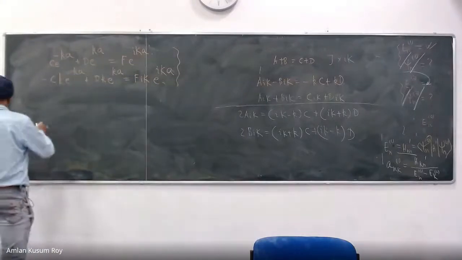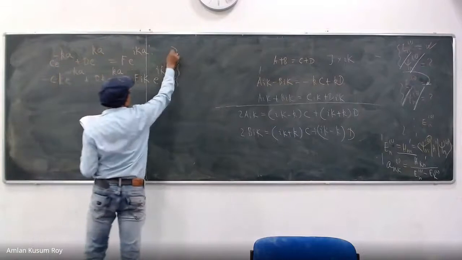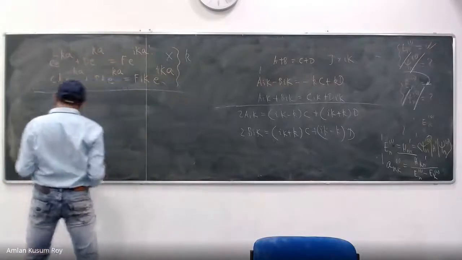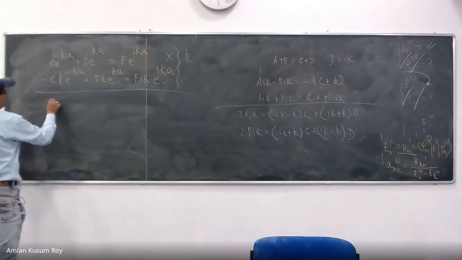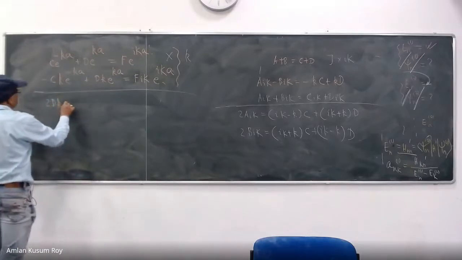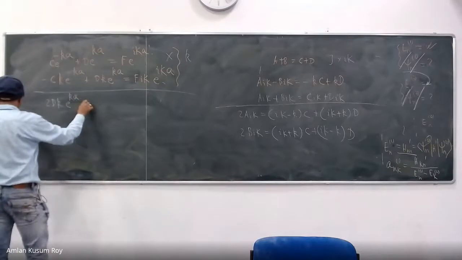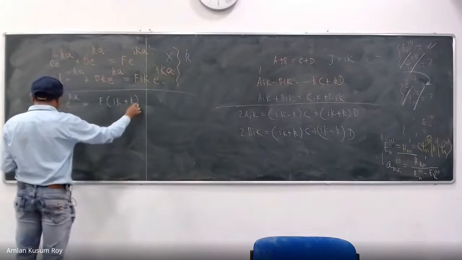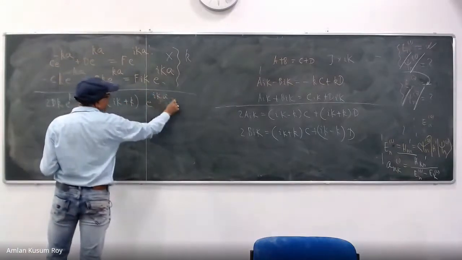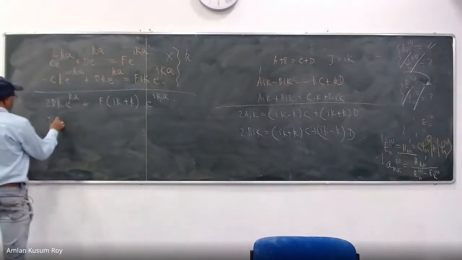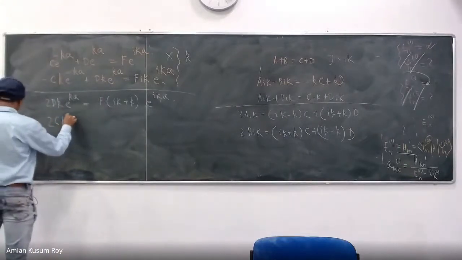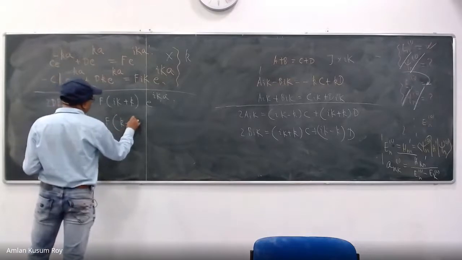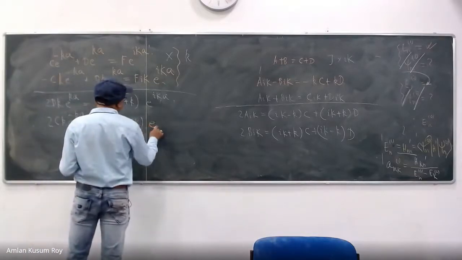Similarly, manipulating these two, you can do a simple kappa multiplication and then addition and subtraction will give you twice D kappa e to the power kappa A is equal to F into IK plus kappa e to the power ika, that is the addition, and the subtraction will give you twice C kappa e to the power minus kappa A is equal to F into kappa minus ik e to the power ika.